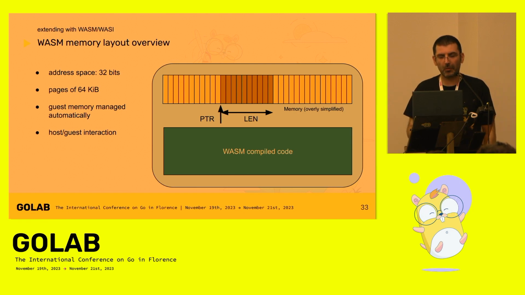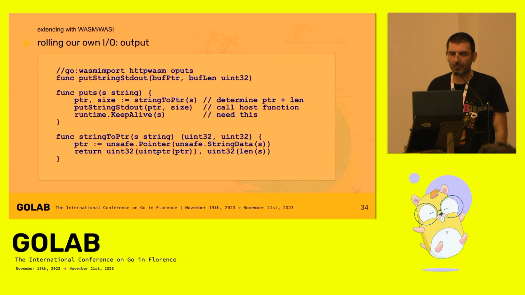So in the memory layout, the address space is 32 bits because it could be up to 4 gigs. This is the memory WebAssembly code could use, up to 4 gigs in pages of 64 kilobytes. If you are WebAssembly code compiled from whatever source code, it works brilliantly like we would expect. No surprises, nothing to care about, garbage collector in Go, whatever, works brilliantly. If you have to exchange data, it's not that easy.